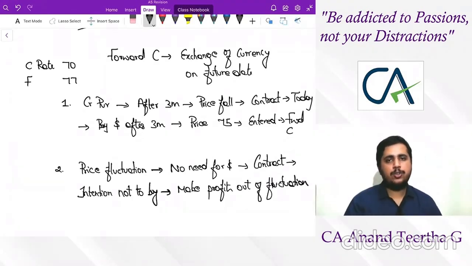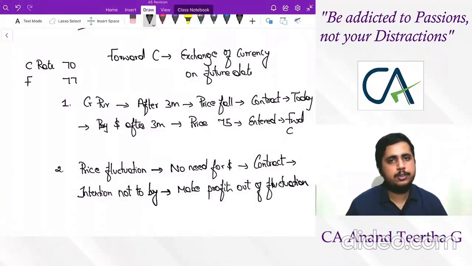Over here also forward contract comes into the picture. Okay, so 3 months executable forward contracts, you take it up, you start looking into price fluctuation. Based on the price fluctuation, you sell your contract to someone else who is in a need of dollar, and you come out of the contract. So here your intention is not to buy those dollars. Here your intention is only to take advantage of the price fluctuations. Both of them comes under forward contract.